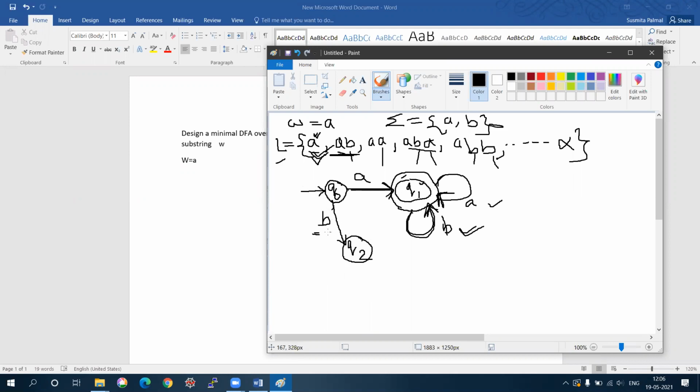Because the string starts with B, it should not be accepted. So it will come to dead state, that is Q2. As Q2 is another state, that state should be complete.